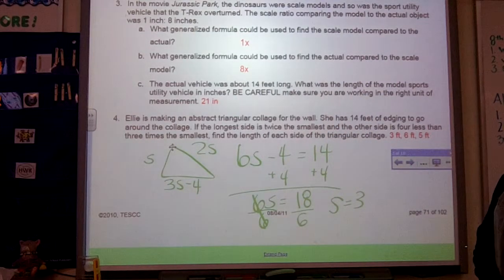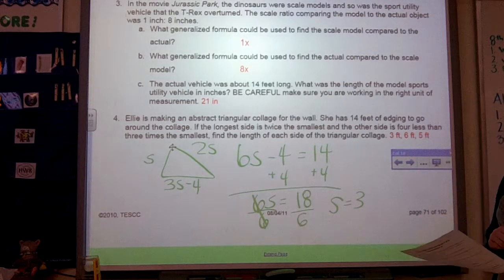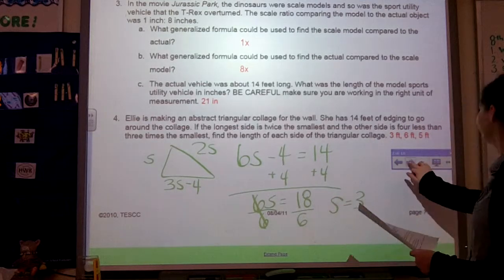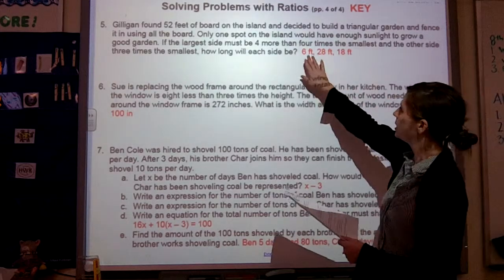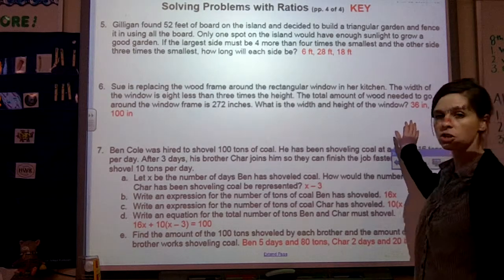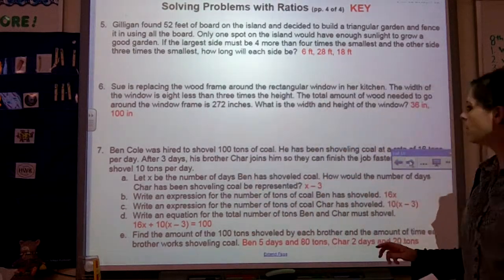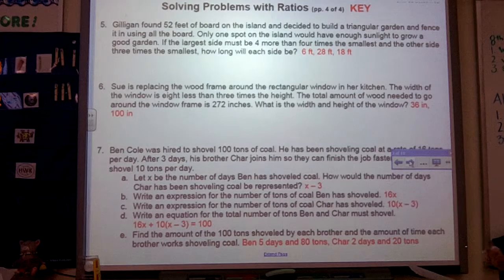Give y'all just a minute to make sure everybody's getting their papers graded. Number 5. The correct answers would be 6 feet, 28 feet, and 18 feet. Number 6 is 36 inches and 100 inches. And number 7, A should be X minus 3, B would be 16X, C would be 10 times X minus 3, D would be 16X plus 10 times the quantity X minus 3, equals 100.